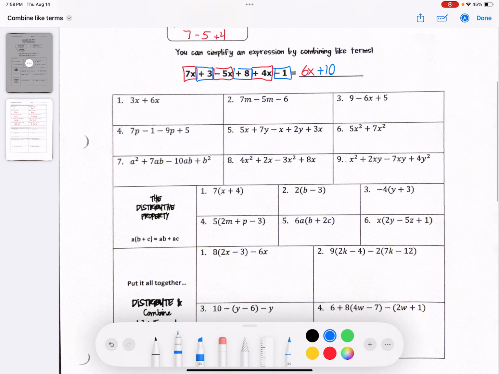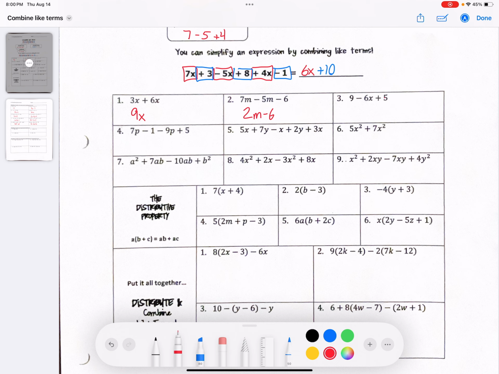So we're going to work on numbers 1 through 9 together. And then you'll be able to do some of the problems on the back. So for number 1, 3x plus 6x is 9x. You just add the numbers out front and keep the x. For number 2, 7m minus 5m minus 6 will simplify to 2m minus 6. So we just do 7 minus 5 is 2, keep the m, and then bring down the minus 6 because there was nothing to combine it with.